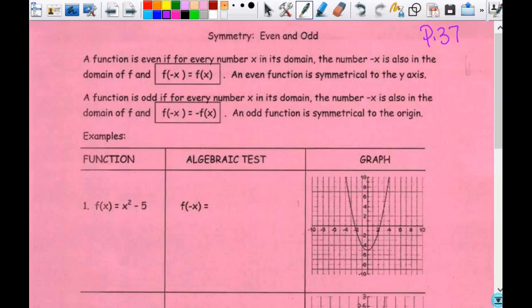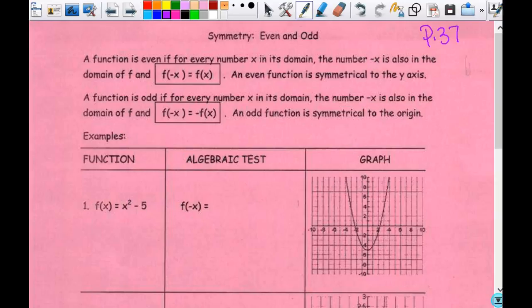So this is symmetry, but just with functions, okay? And it's the even and odd functions, which means which type of symmetry are we not going to care about? Well, look at the ones we did yesterday. The ones with the origin symmetry, were they functions? Maybe not all of them. It is possible to have origin symmetry and not be a function, because like the circle, right?